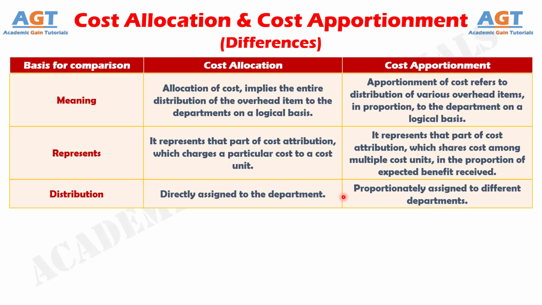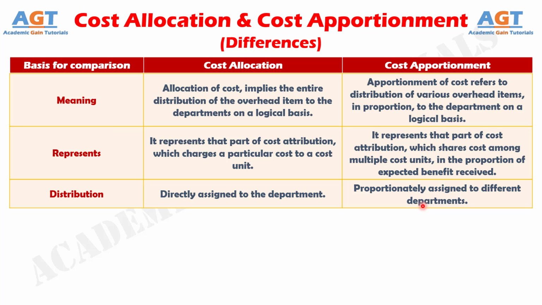Number 3. As allocation of overhead is a sheer process of departmentalization of expenses, the overheads are directly assigned to the department. In contrast, cost apportionment involves the proportionate distribution of cost to different departments on a reasonable basis.